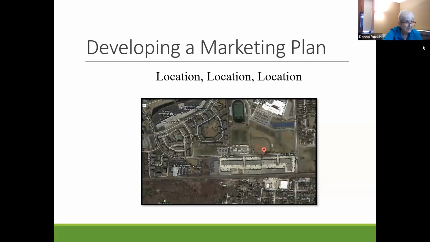Whoops. Oh, that's the backside of where the real clothing store was in the industrial park.